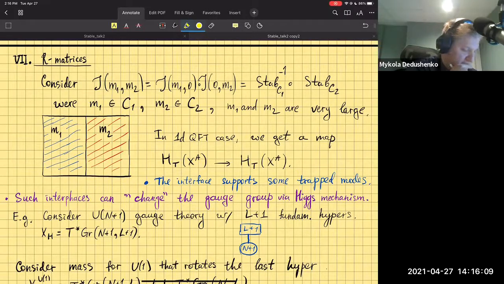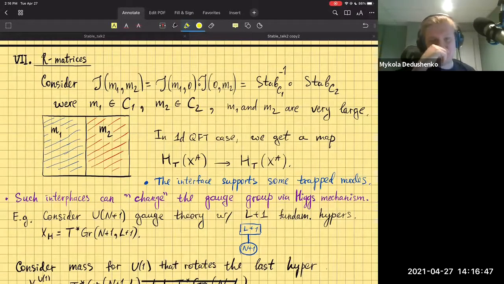And one can actually find that the interface in this case supports some trapped modes. It's known, for example, in physics that if you take a Dirac fermion, a Dirac spinor in 3 dimensions, and turn on a mass that changes sign at some 2-dimensional plane, then the plane will support a chiral fermion living there. So there are some degrees of freedom that get trapped on this interface.